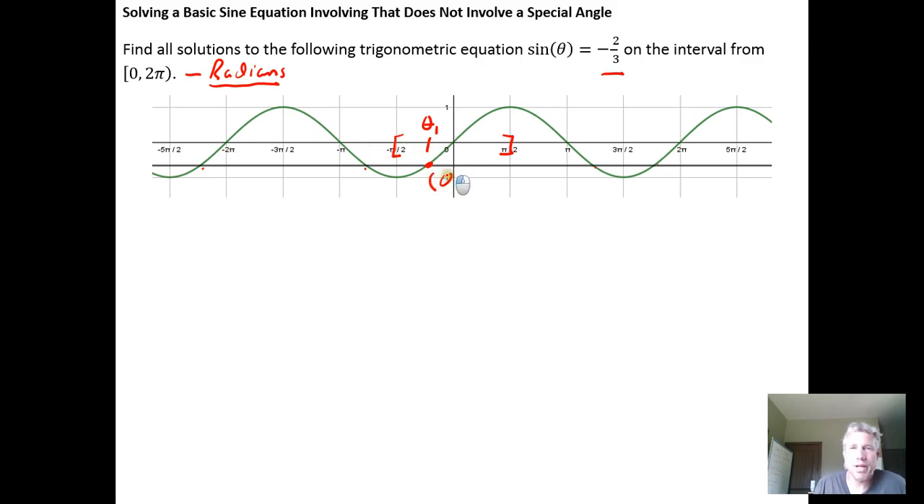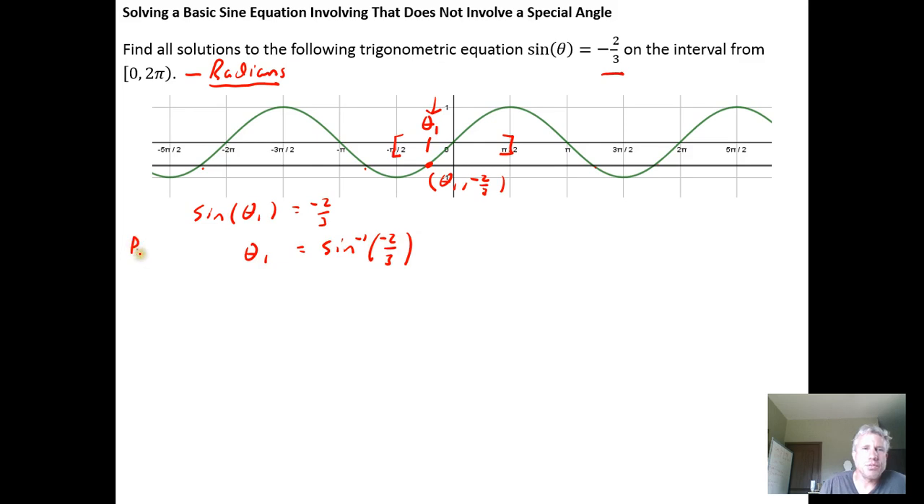So we're going to get this ordered pair: input theta 1, output negative 2/3. The sine inverse function gives us this angle on this interval. So to get that angle, I go sine of theta sub 1 equals negative 2/3. I take the sine inverse of both sides, and I get theta sub 1 equals the sine inverse of negative 2/3. And this is the principal solution.